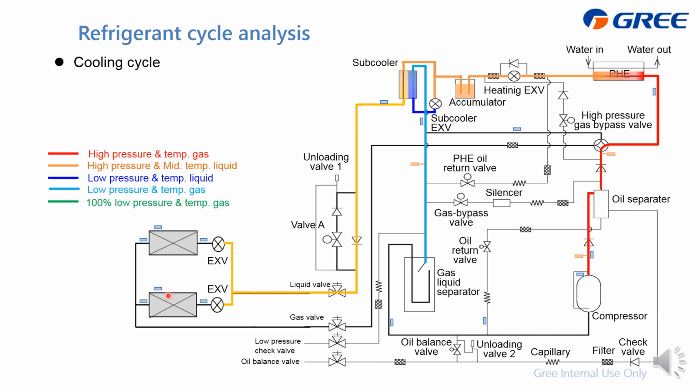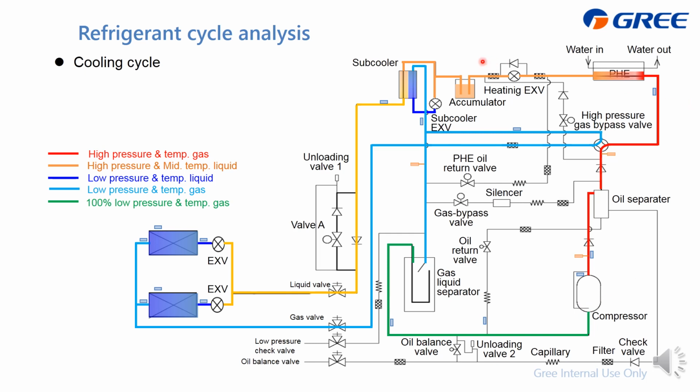then at the indoor unit EXV, it gets expanded and becomes low temperature and pressure, then absorbs heat, which is doing cooling, and then the refrigerant becomes gas and flows to the outdoor unit, then to the gas liquid separator. After separating the liquid part, 100% gas flows into the compressor, and then finishes the cycle.